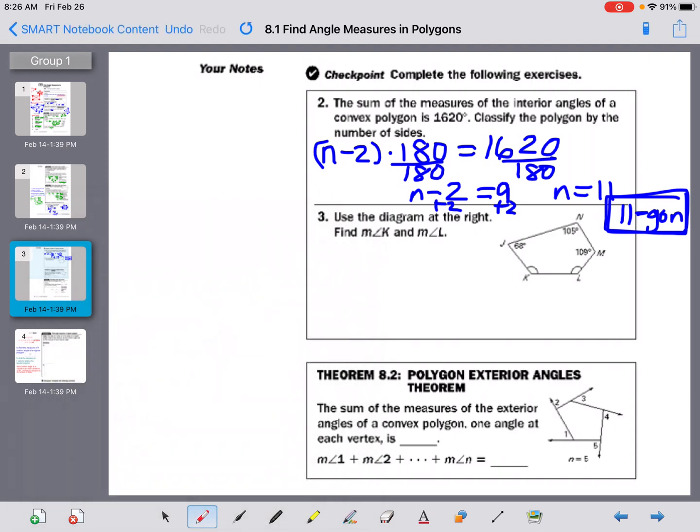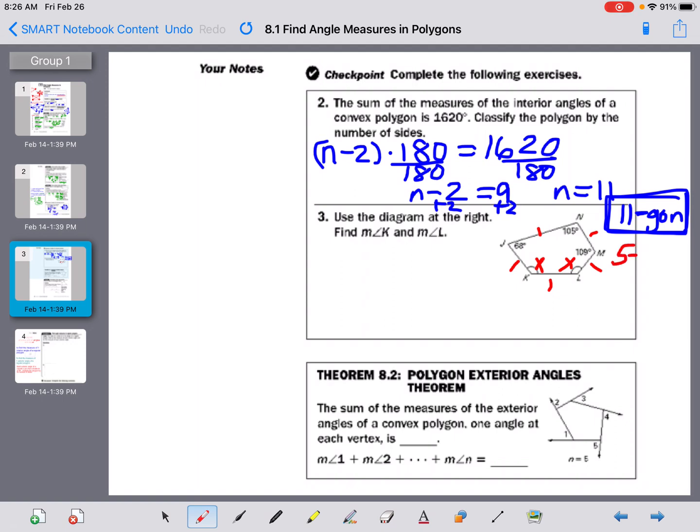All right, still talking interior angles. Use the diagram at the right to find the measure of angle K and angle L. I'm looking for two different ones, but maybe they're not so different. I notice they both have the same marking on those, which means they're both the same. I'm going to call them both x. The first thing I want to do in a problem like this is figure out what my interior angles should equal. So I count my sides: 1, 2, 3, 4, 5 sides.